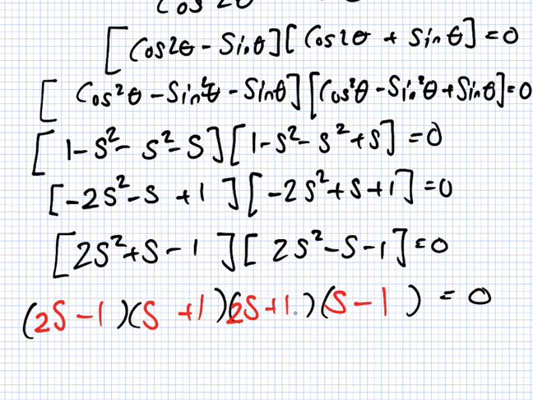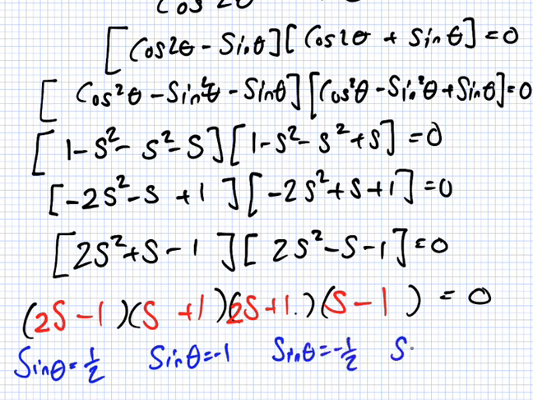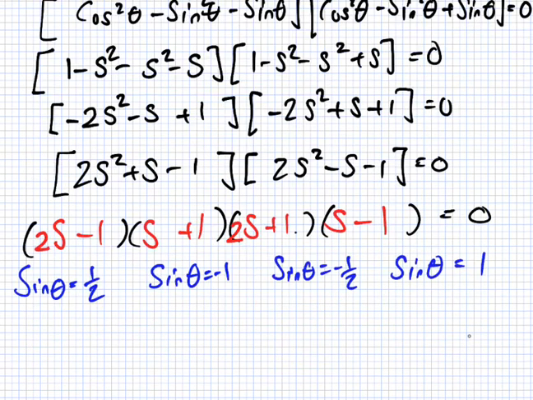Great. So I have 4 answers at this point. I have sine theta equals a half, sine theta equals minus 1, sine theta equals minus a half, sine theta equals 1. Now, how many answers does each of these have? Can I see the calculator, please? How many answers does each of these have? 2. 2 each, you're right.